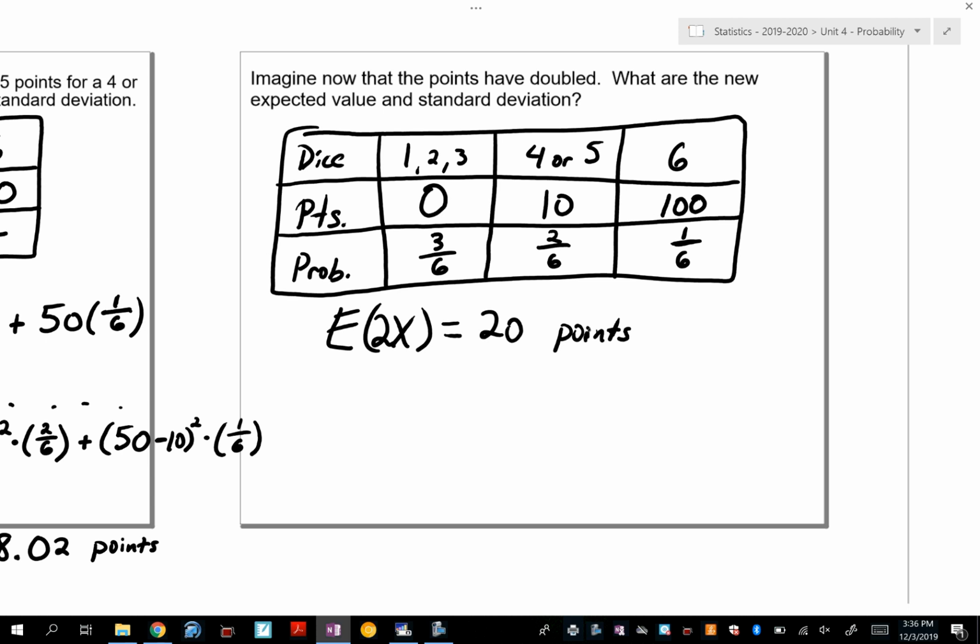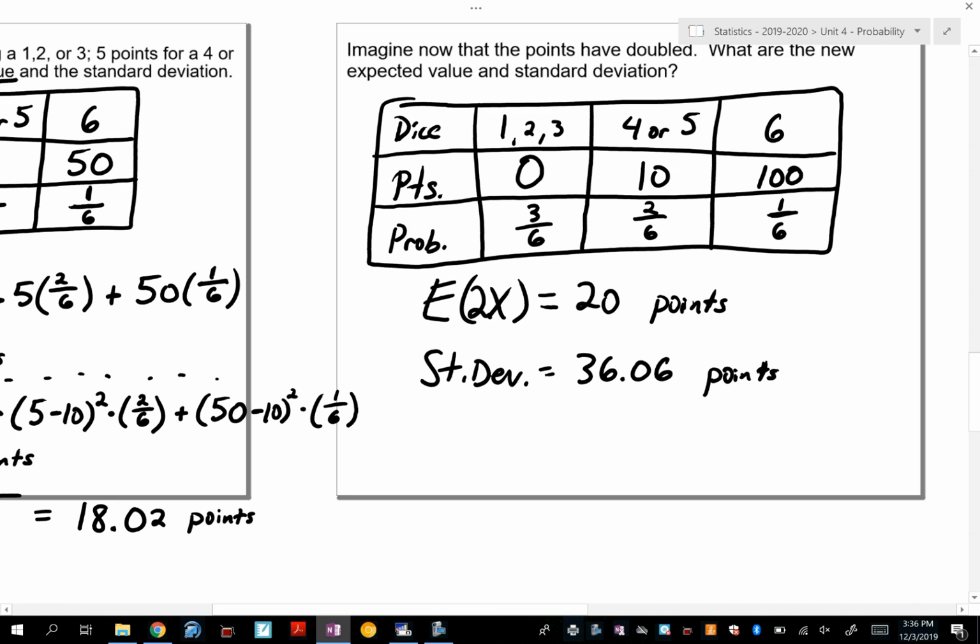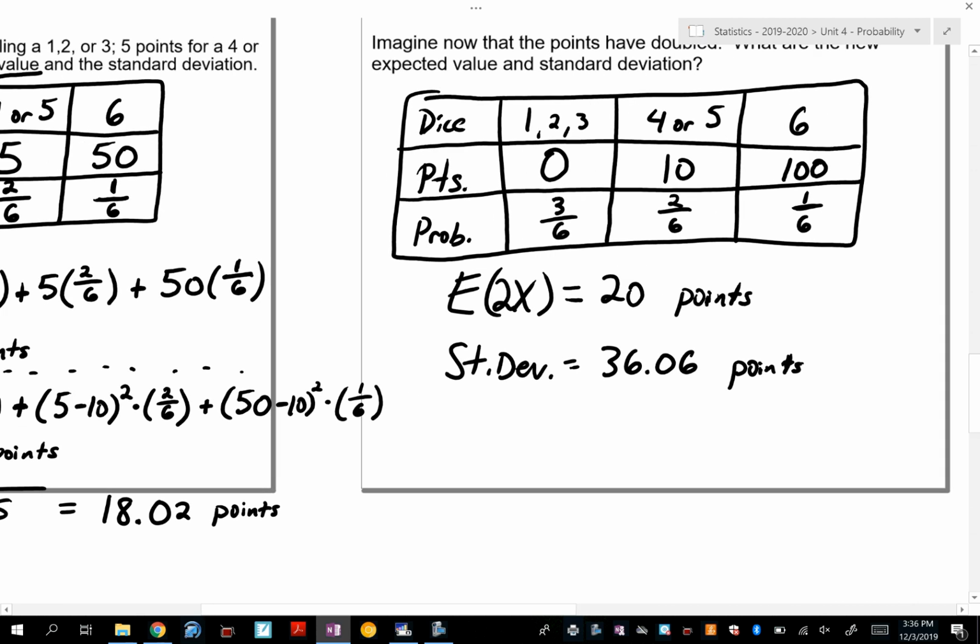Okay, now the standard deviation of this new one where we double the points, if you scroll down, you'll see SX says error. So it's not that. Do you see number 4 where it has sigma of the variable? It says 36.06 points. And what do you notice about the standard deviations? They're 2 times. It's doubled as well.